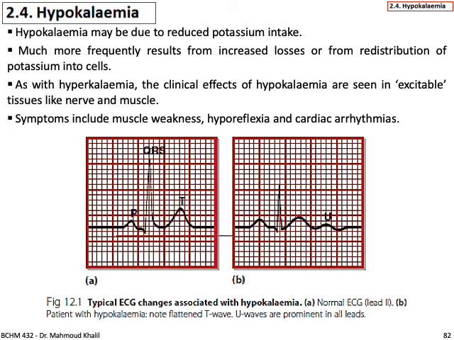In this figure, you can see that as a result of hypokalaemia, there is flattening of the T wave, and U waves appear. The T wave is flattened in the patient with hypokalaemia. Okay.